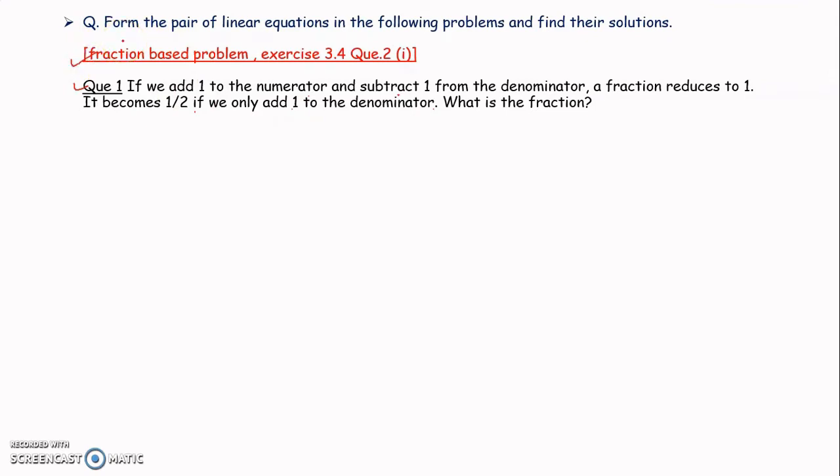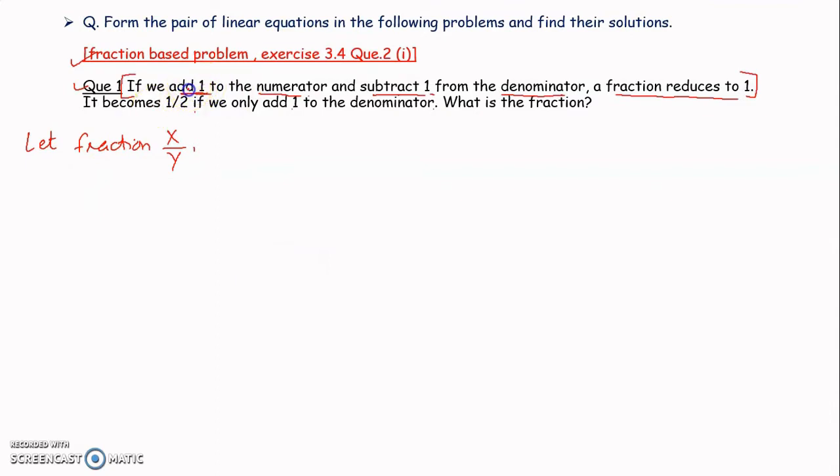Whenever you get a fraction based problem, we'll take the assumption that the fraction is x upon y. This will be our assumption. Whenever we get a fraction based problem, x upon y is our fraction. Now check the first condition. If we add 1 to the numerator and subtract 1 from the denominator, a fraction reduces to 1. This is the first condition given to us.